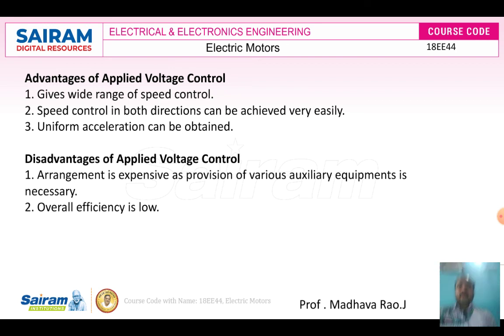Disadvantages: the arrangement is expensive, and provision of various auxiliary equipment is necessary. We need extra devices like the DPST switch and extra supply for the field winding and armature winding, so this arrangement is costly, and overall efficiency is low.